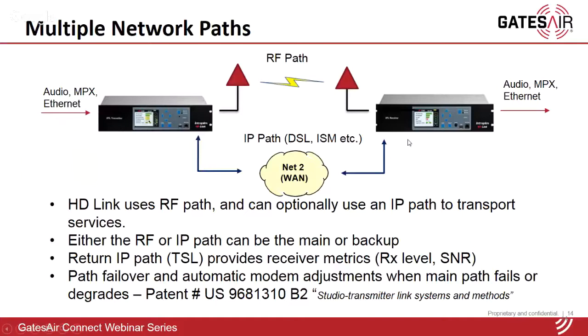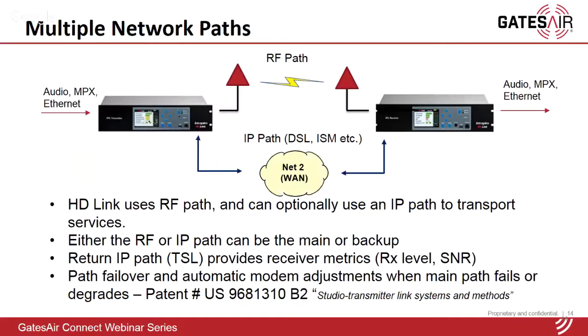And if you have a full duplex IP path, which in most cases you do, the return portion, that is from the receiver to the transmitter, is used to report the receiver performance statistics metrics, such as receive level and signal to noise ratio. So they are available at the transmitter web interface. It's very convenient, and then the transmitter can also take some actions based on that.